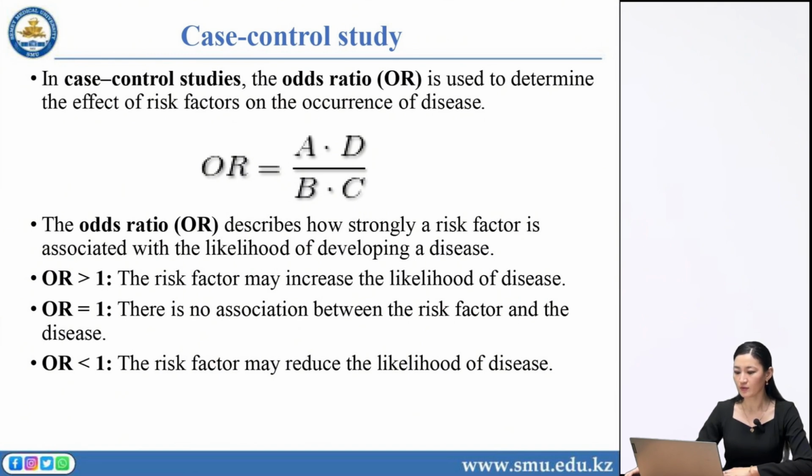Here, interpreting odds ratio results. If the odds ratio is more than 1, the risk factor may increase the likelihood of disease. If the odds ratio equals 1, there is no association between the risk factor and the disease. If the odds ratio is less than 1, the risk factor may reduce the likelihood of disease.